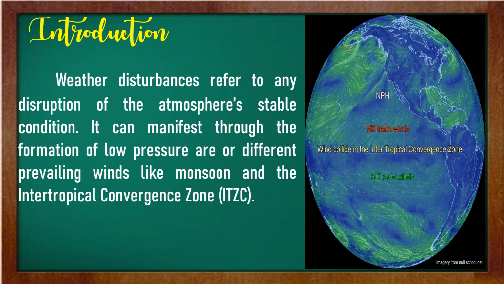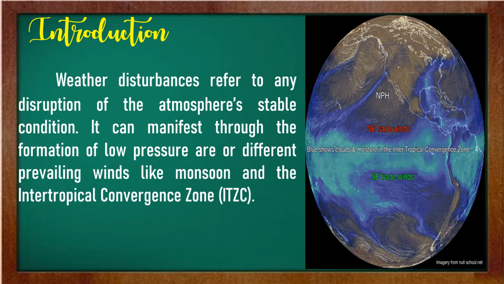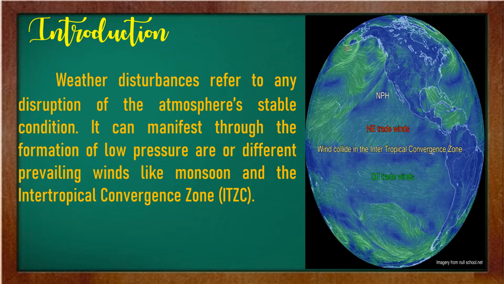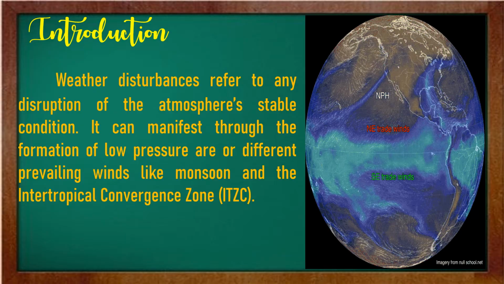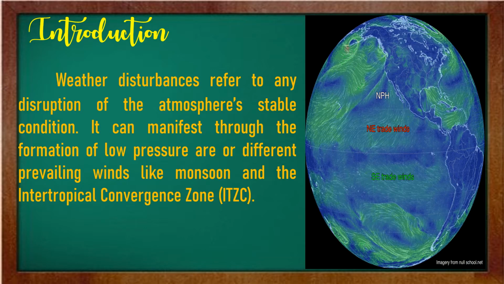Weather disturbances refer to any disruption of the atmosphere's stable condition. It can manifest through the formation of low pressure or different prevailing winds like the monsoon and the Intertropical Convergence Zone, or the ITCZ.